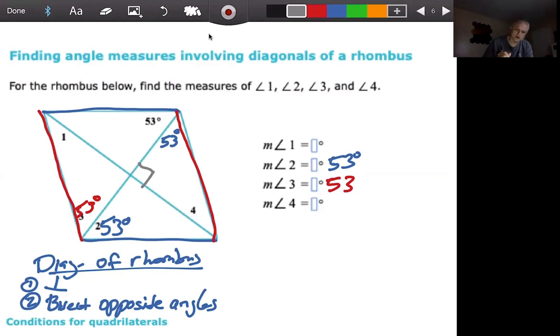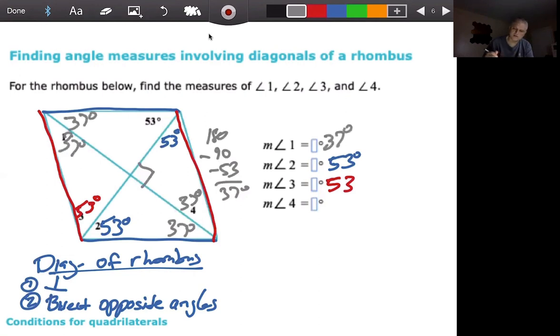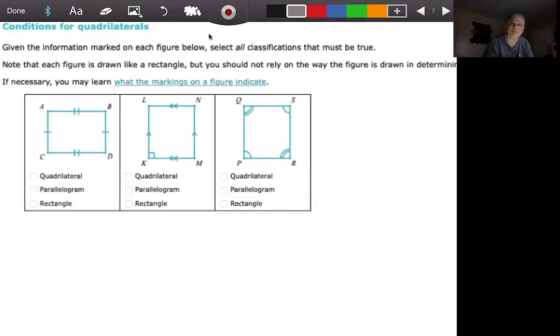Okay, so 180, subtract 90, subtract 53, or just subtract 143. It's 37 degrees. So 37 degrees here. So if this is 37, this is 37, and then alternate interior, this is 37, this is 37. So 1 is 37, 4 is 37. Done. Okay, told you rhombi were cool. Or some people call them rhombuses.